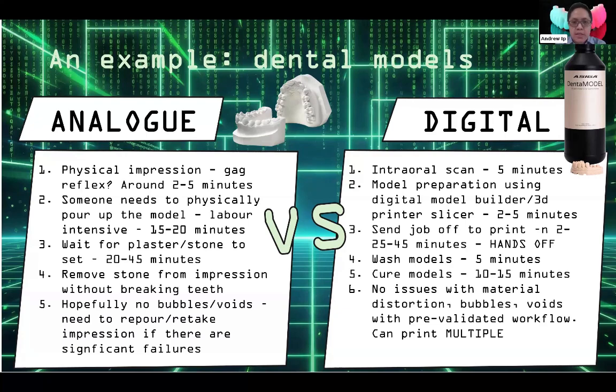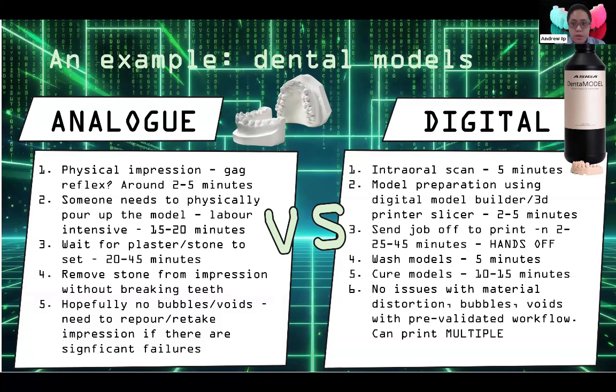Models. That's the basic thing. Taking a physical model, it's going to take a good operator about 2 to 5 minutes to take an impression. Someone has to physically pour up that model, and that's going to take about 15 to 20 minutes. That's a very labor-intensive, hands-on exercise. You have to wait for the plaster or the stone to set, which takes about half an hour, maybe a bit more, maybe a bit less. Then someone removes that plaster from the impression, and hopefully you don't have any teeth that have chipped away. You don't have bubbles. You don't have distortions. It's a big conundrum if you're pouring up models.